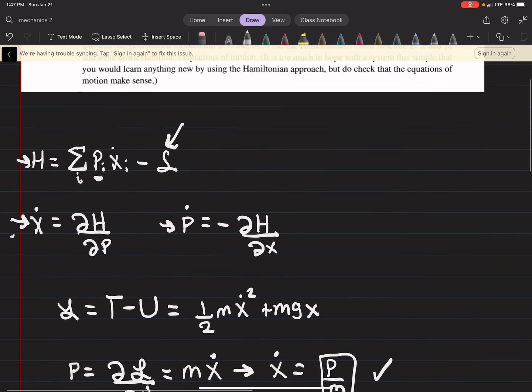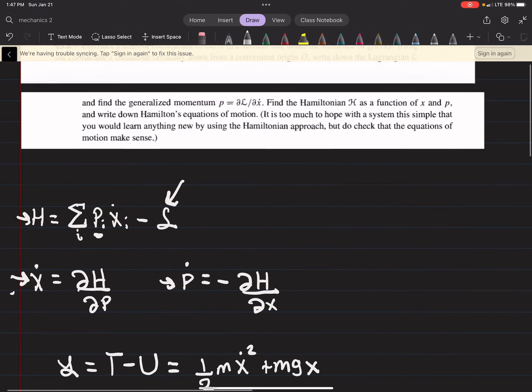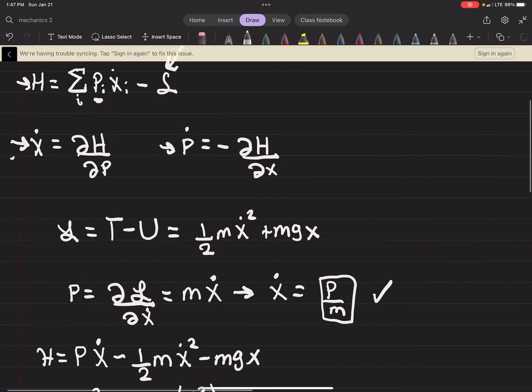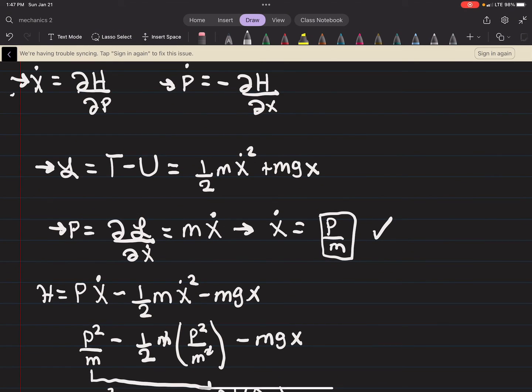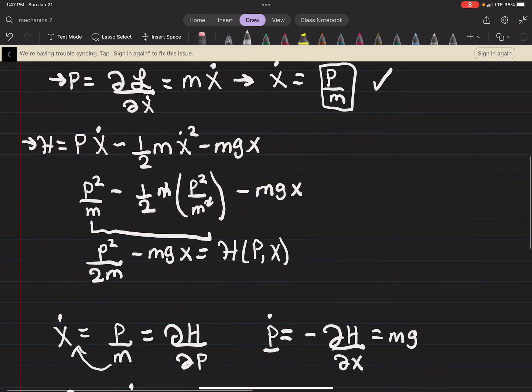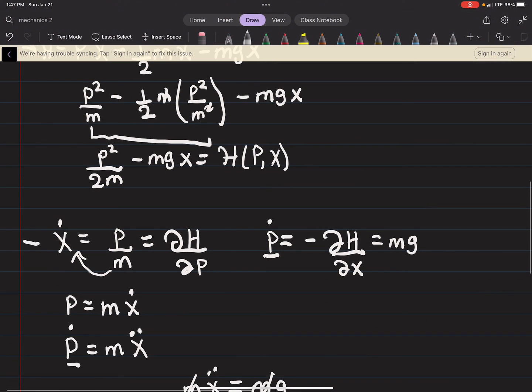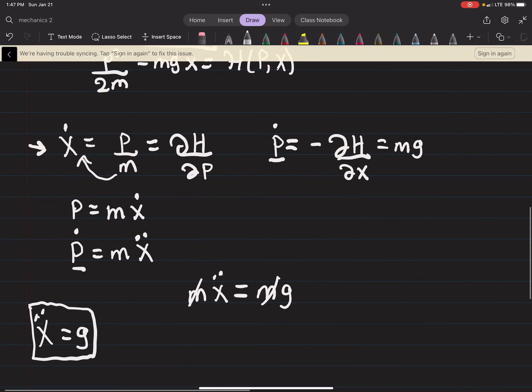Okay? So in general, to solve Hamiltonian problems, you need to find your Lagrangian like we did in chapter 7. Find your generalized momentum. Then you want to plug in for, I would say usually, your velocity. So you plug all that in, get your Hamiltonian, and then you can use Hamilton's equations of motion. And that's all there is to it.